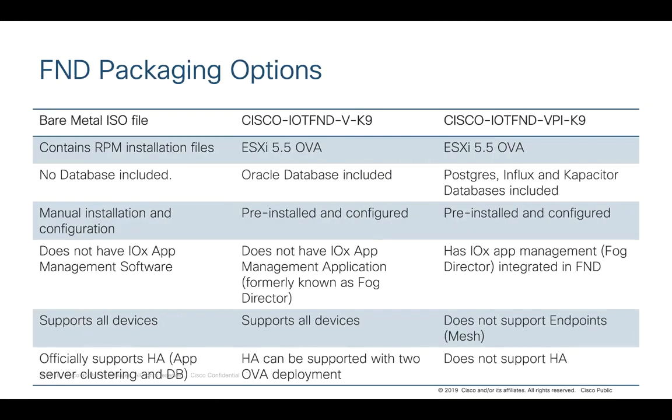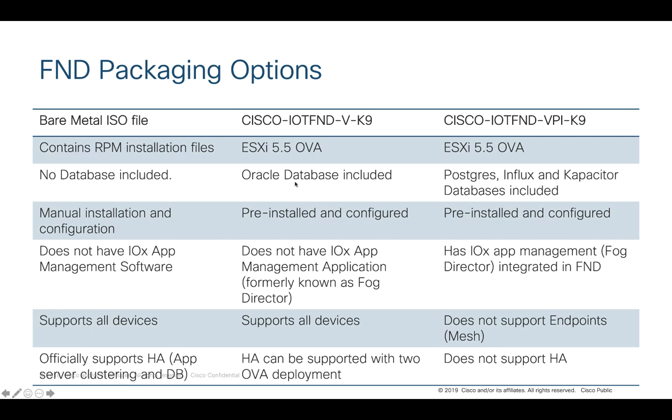So coming back to the packaging options, we'll go row by row. Firstly, let me describe the columns. The first column is the bare metal option. The VK9 is the one which comes with the Oracle database, and the VPI K9 is the one that comes with the Postgres database. So in the bare metal ISO file, you're required to do all the installation yourself manually.